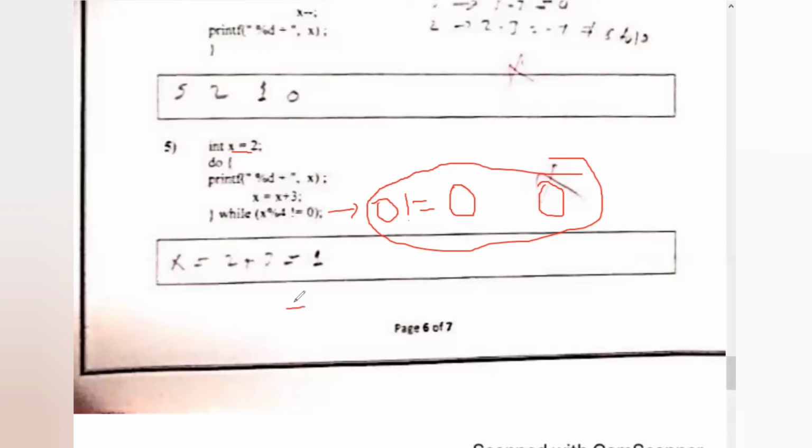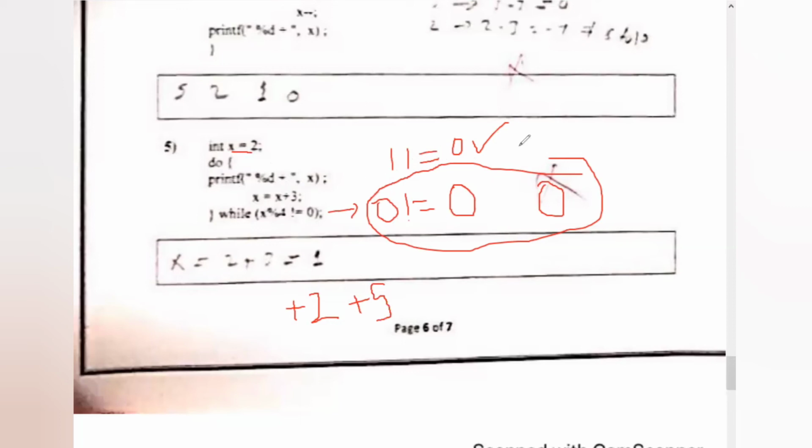It will display plus 2. Now the value of x will be incremented by 3. That means 5. 5 modulo 4 is 1, which is not equal to 0, which is true. So it will go again to the loop. It will display plus 5.